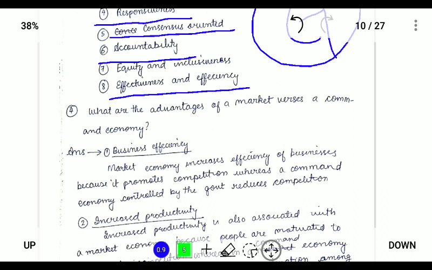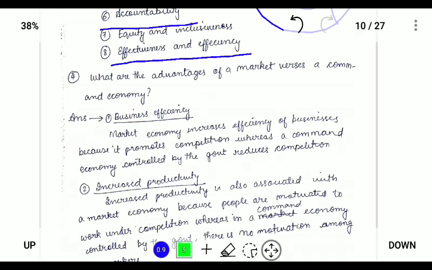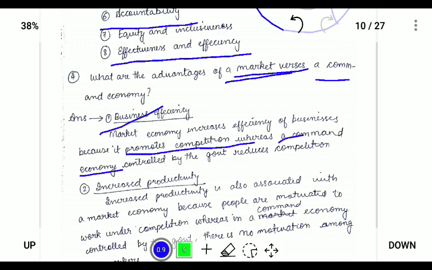Next, what is the advantage of a market versus a command economy? So this is an economic question which tells us to expand the advantages of a market, that is a laissez-faire policy or capitalism, over a command economy or a socialistic principle. So business efficiency: a market economy promotes competition among the people, whereas a command economy is an economy in which the government controls all sorts of production, and it gives direction to what should be produced and what should not be produced, and this reduces the competition.